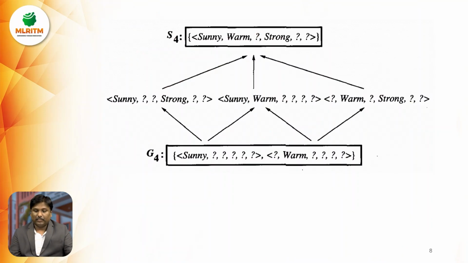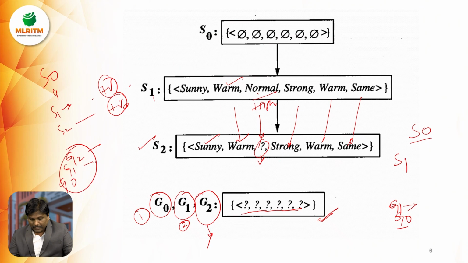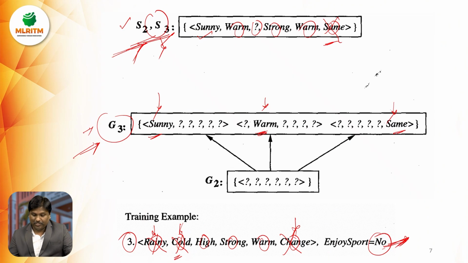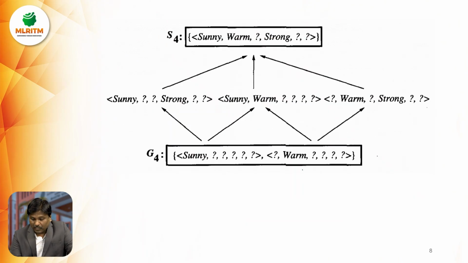Next condition. For S4, what is the fourth training example? The fourth training example is a positive example. So when a positive example occurs, that means G doesn't change. Okay, so now the G value we can note down, and S4 is to be there.